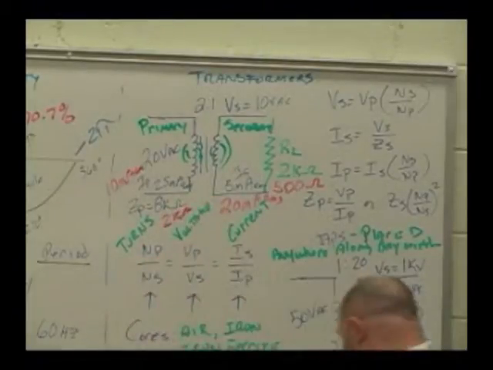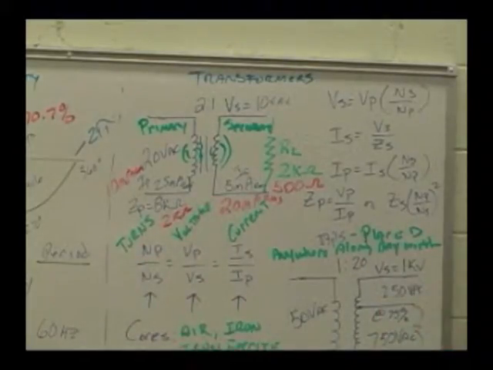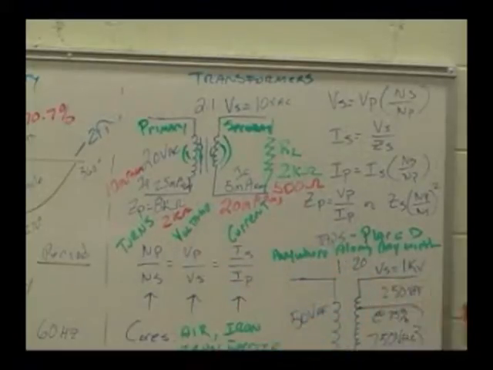So a transformer is a self-regulating device. Why? Because it compensates for a change of load. That's exactly what it does. It's the ratios. You can't argue the ratios. They are what they are.